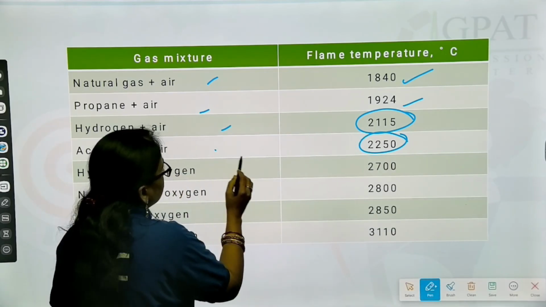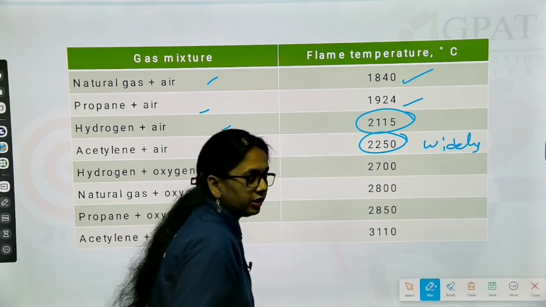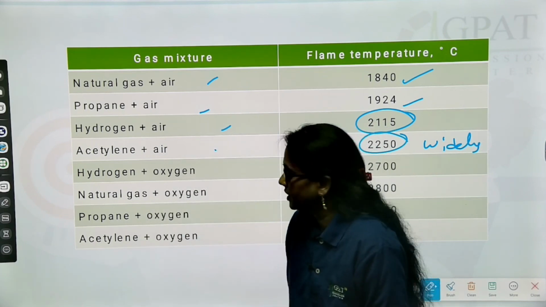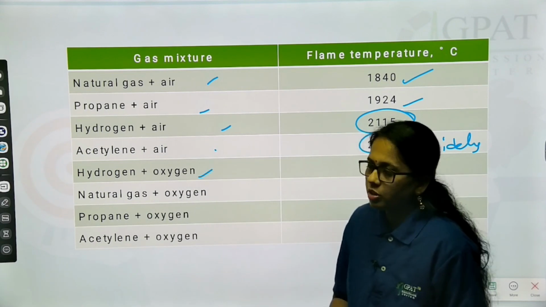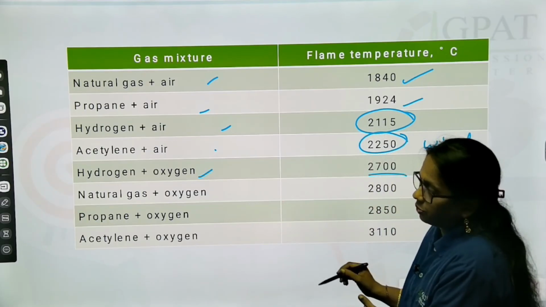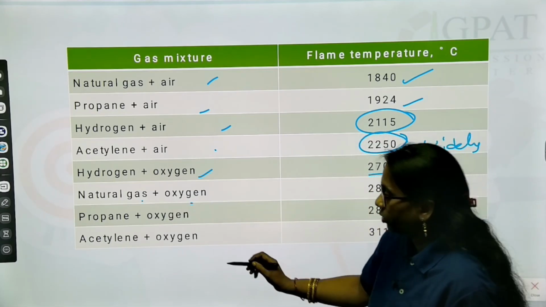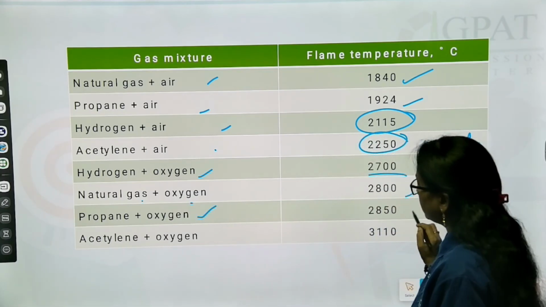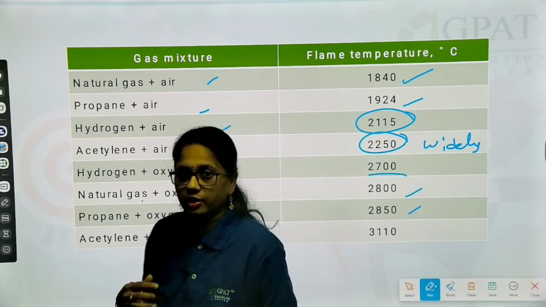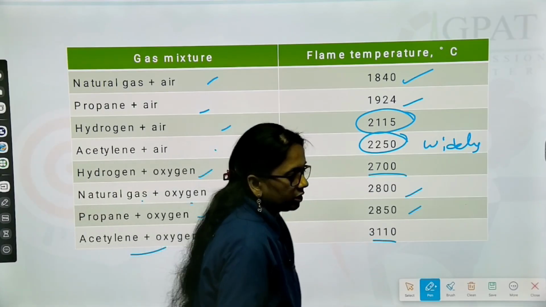And this is the most widely used fuel and oxidant ratio for most of the compounds in the AAS technique. Hydrogen and oxygen 2700. So increasing the temperature, natural gas with oxygen is around 2800, propane with oxygen gives 2850 plus, and acetylene and oxygen you are going to get above 3100.